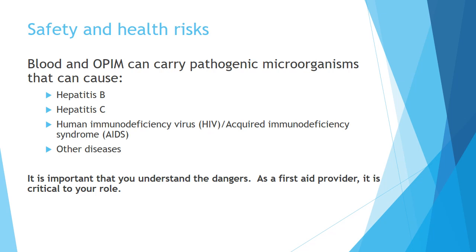Safety and health risks. Blood and OPIM can carry pathogenic microorganisms that can cause hepatitis B, hepatitis C, human immunodeficiency virus or HIV, or the acquired immunodeficiency syndrome, which is known as AIDS, and it also can cause other diseases. It is important that you understand the dangers. As a first aid provider, it is critical to your role.